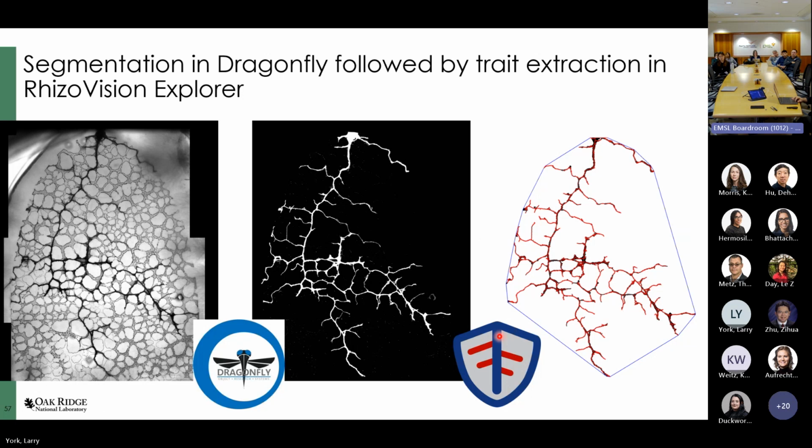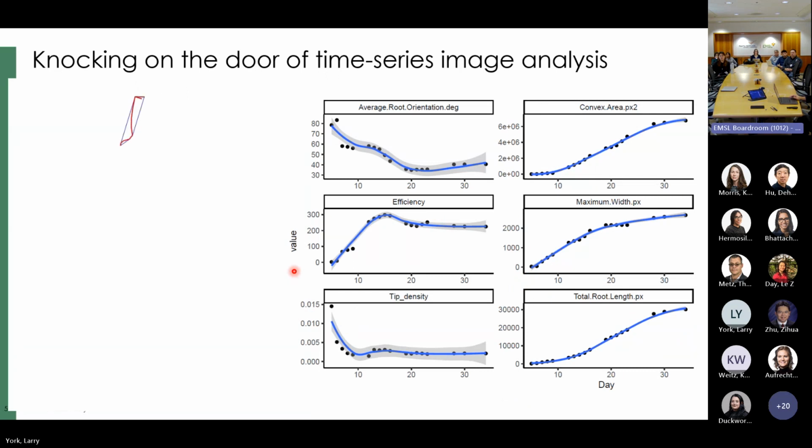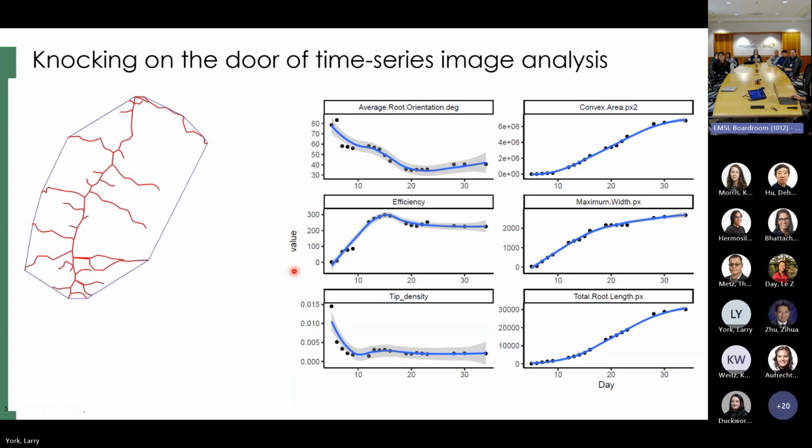With RhizoVision itself, the strength is not in segmentation, because that's a really hard problem, so we focused on trait measurements. But you can use other software upstream of RhizoVision, and there are now several independent examples in the literature that it works. Here, this is a UNet that did the segmentation. As a proof of concept, I was able to get time series data for roots.